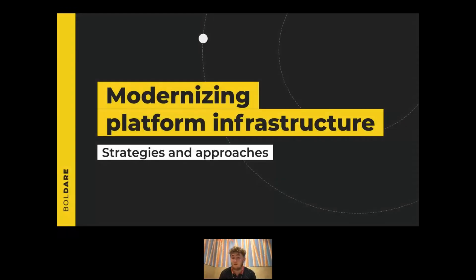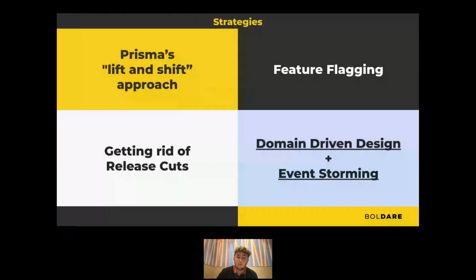And then modernization, the platform infrastructure. We got strategies and approaches. We're a little behind the time, so I will make it a little bit quicker this time. So strategies, we got this lift and shift. We got feature flagging. So this is really problematic because feature flagging is a concept that should be known to not only the tech team, because they will ask for it at some point, but you also need to understand how important it is to provide services to them.